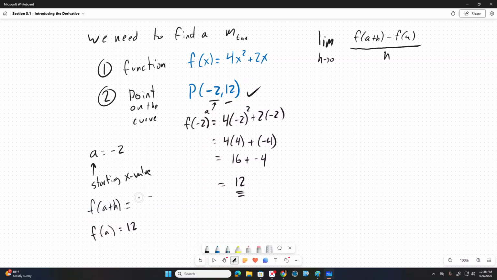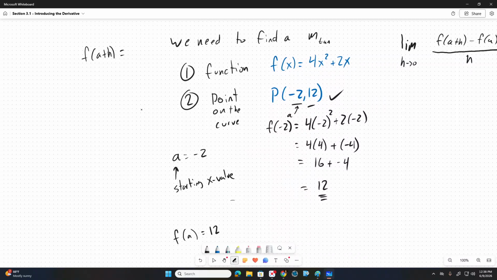I'm going to pull that up here. I'm just going to go to the side, and we're going to see if we can't answer this question. So, what is f of a plus h? We're just going to expand it as best we can. Reminder that a equals negative 2. So this is, according to our function, 4 times negative 2 plus h squared plus 2 times negative 2 plus h.